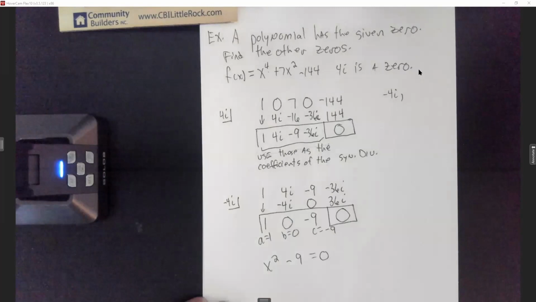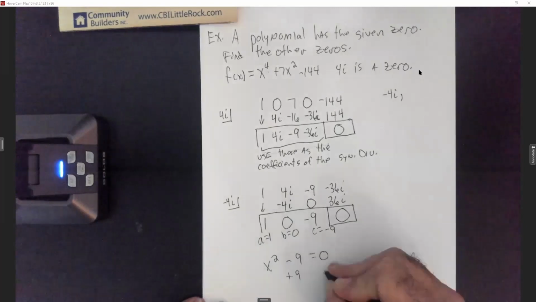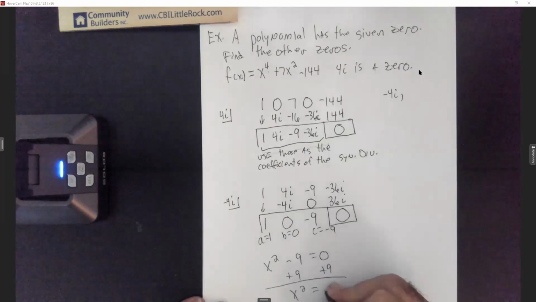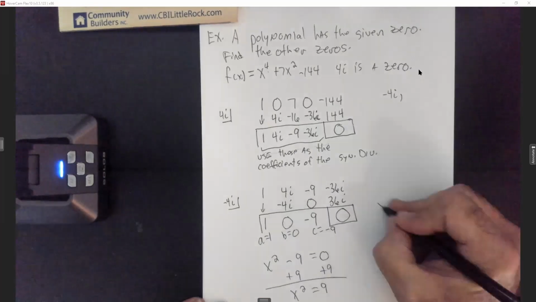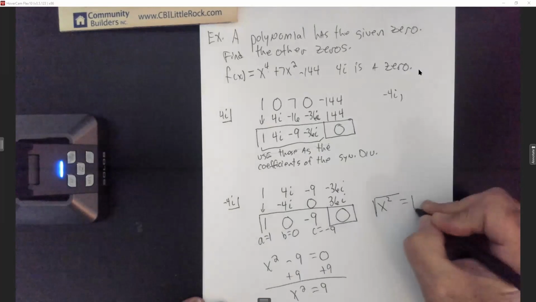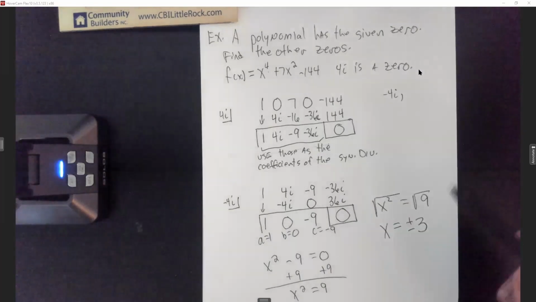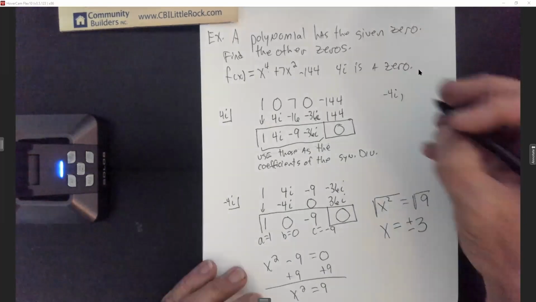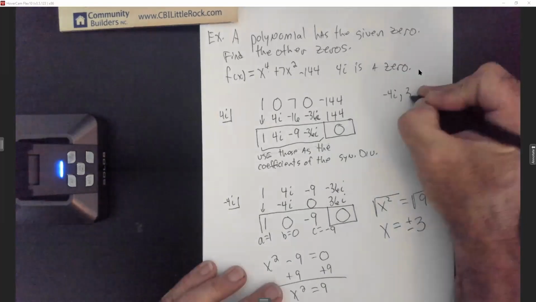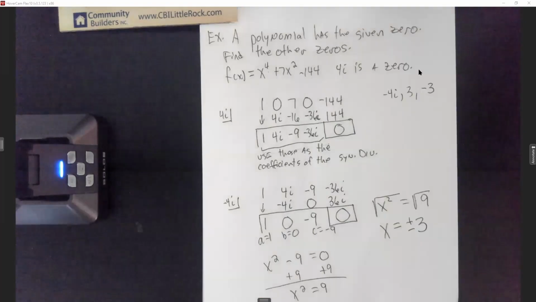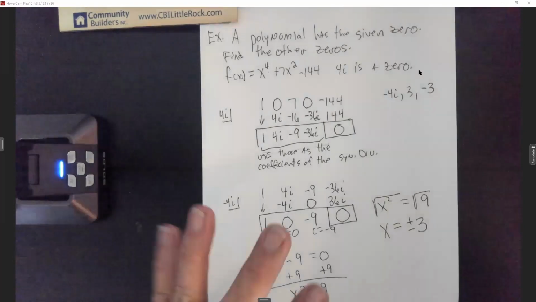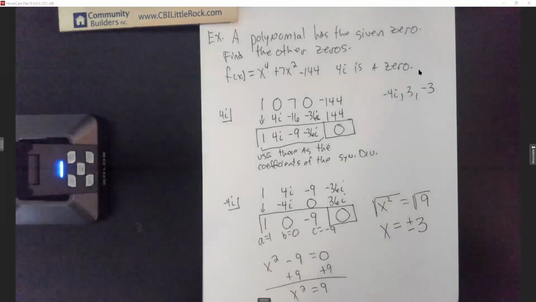Y'all remember I showed y'all how to take square roots? Add 9 and 9. X squared equals 9. Then you're going to take a square root of both sides so that x equals plus or minus 3. If you spit 1, 0, negative 9 in quad, it's going to spit out a 3, negative 3 really quick. So my other 2 zeros were 3 and negative 3. Really, these are not bad if you get the hang of my synthetic division, okay?